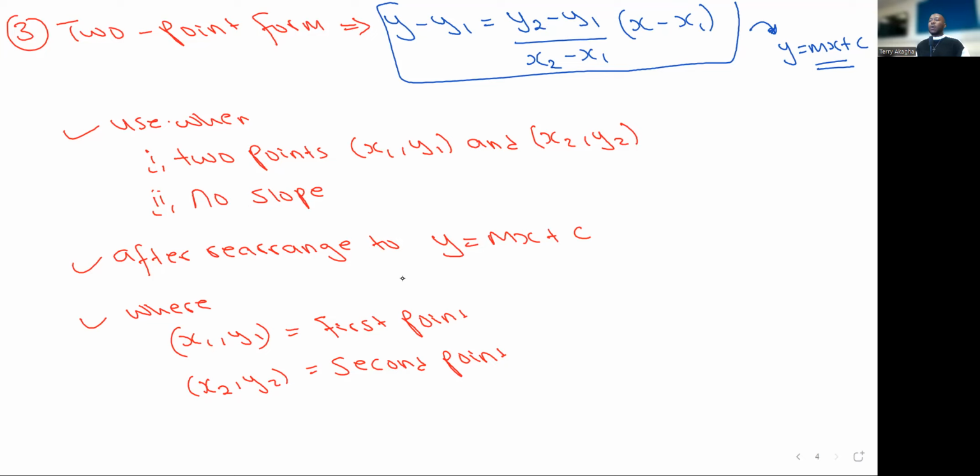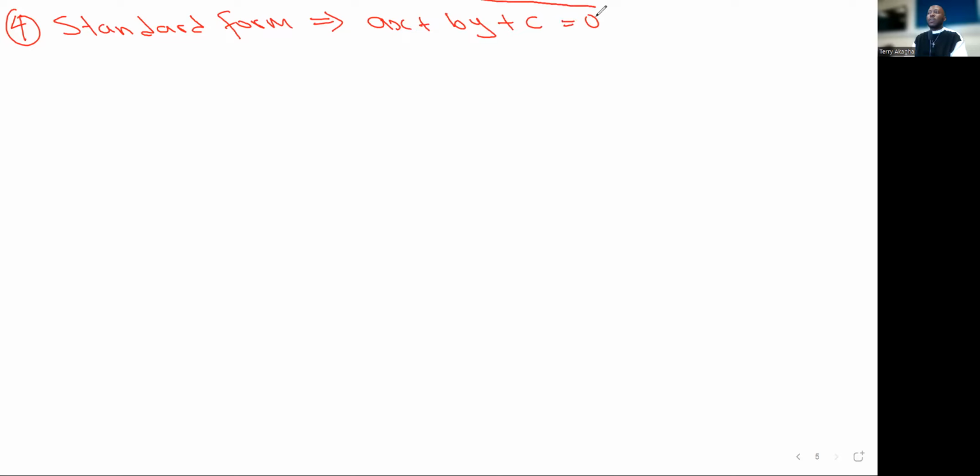The next one is what we call the standard form. So the standard form, which is number 4. So the standard form, we have it as ax plus by plus c is equal to 0. So this is what we call the standard form, ax plus by plus c is equal to 0. Now, this is very simple.